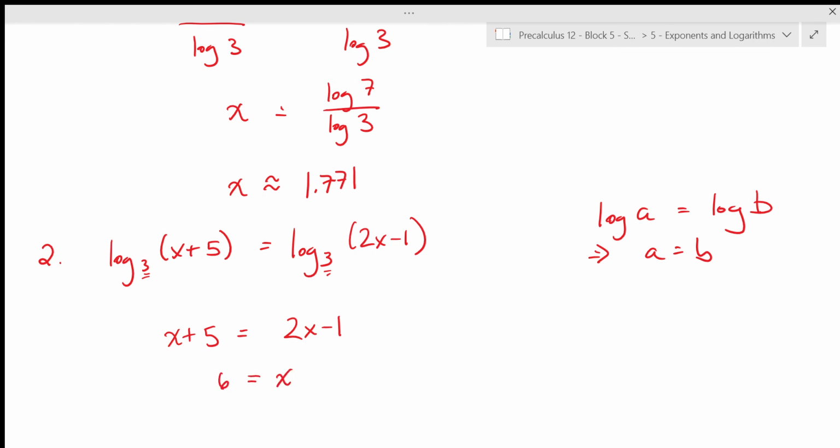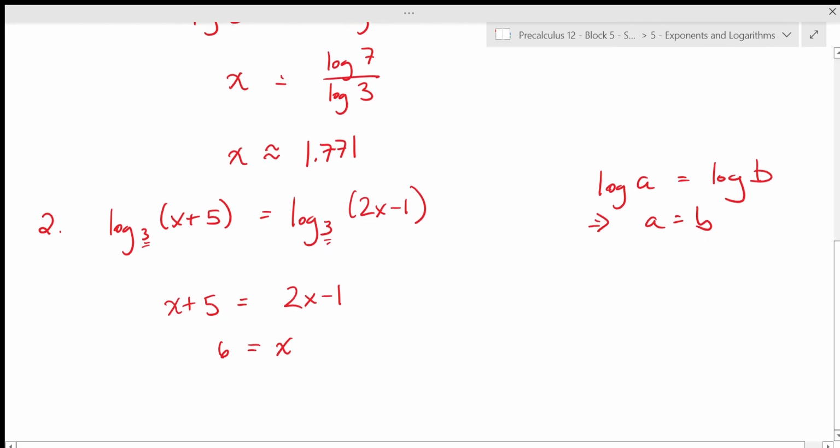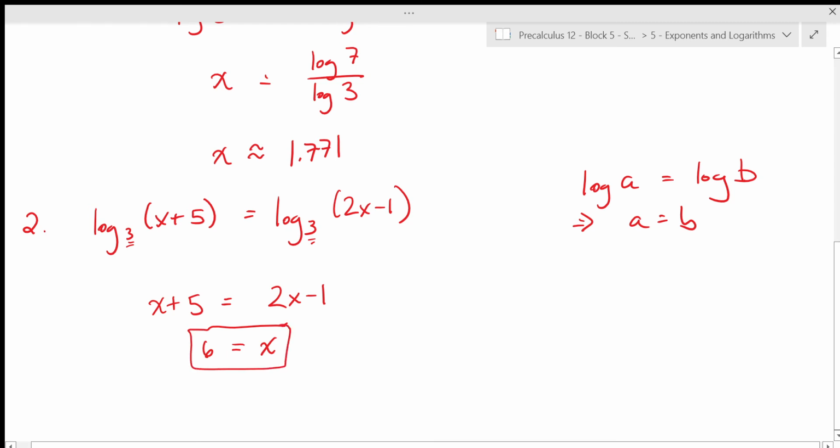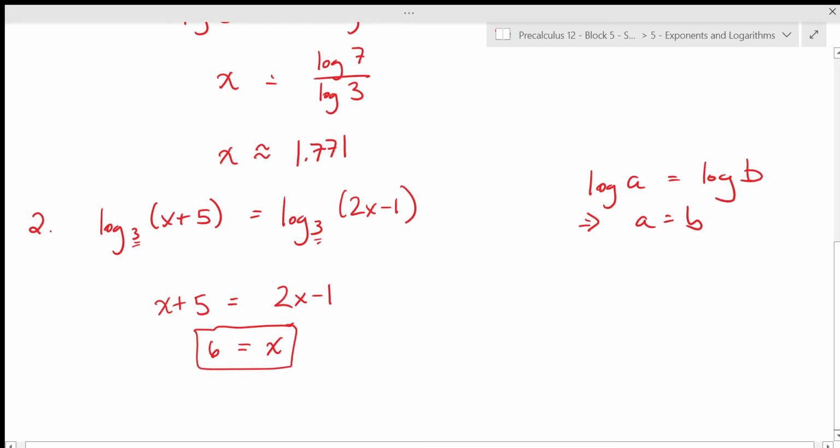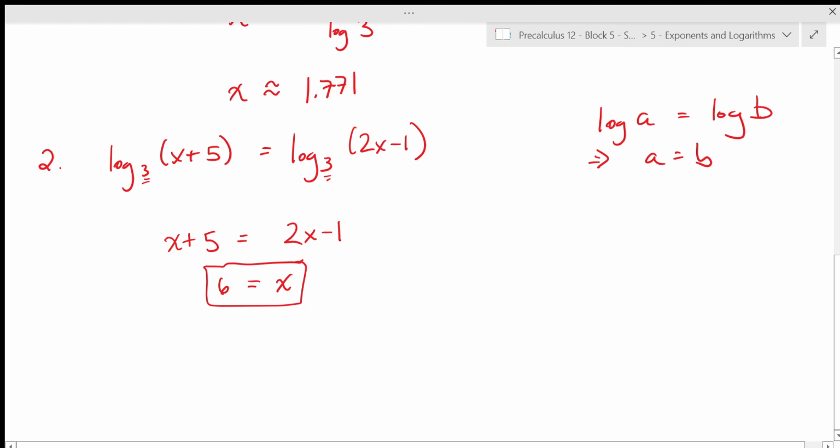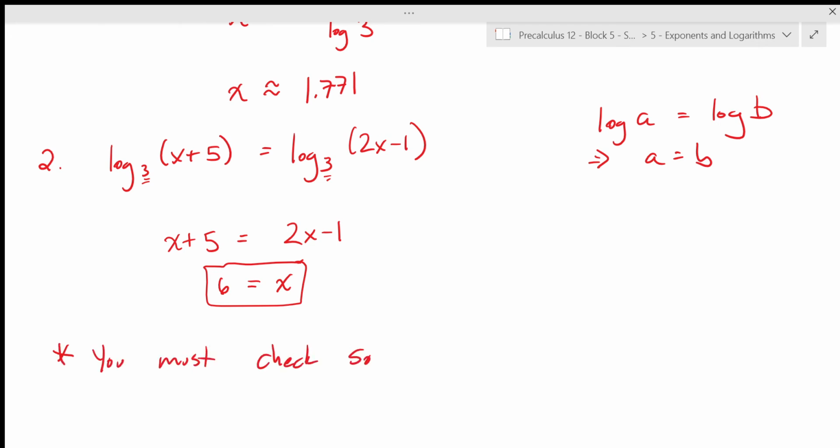Okay, so one of the things that we do need to do is check that our answer doesn't make anything inside a log negative or 0, because we can't take a logarithm of negatives or 0. So checking is actually not an optional piece. So you must check solutions, because as much as it looks like the same thing, does not exist does not equal does not exist.